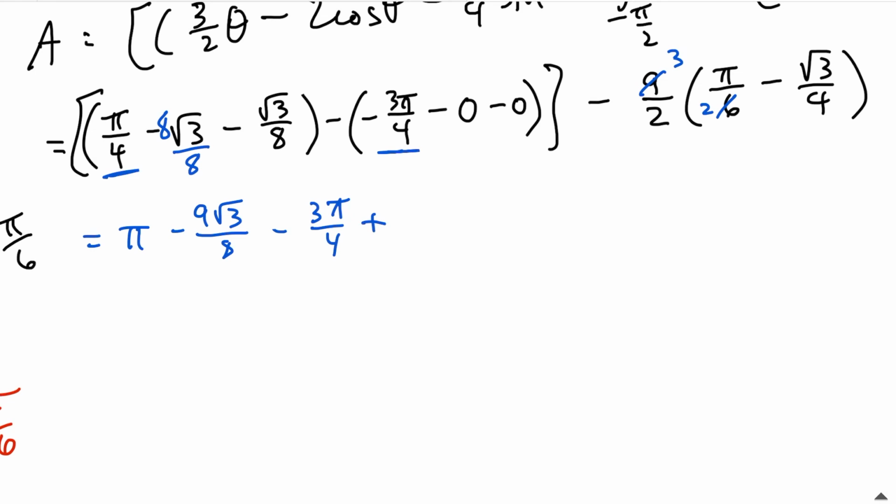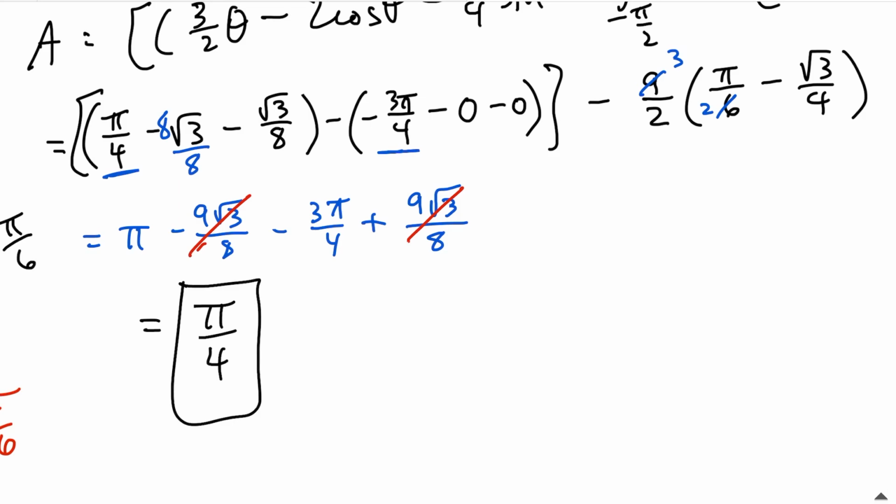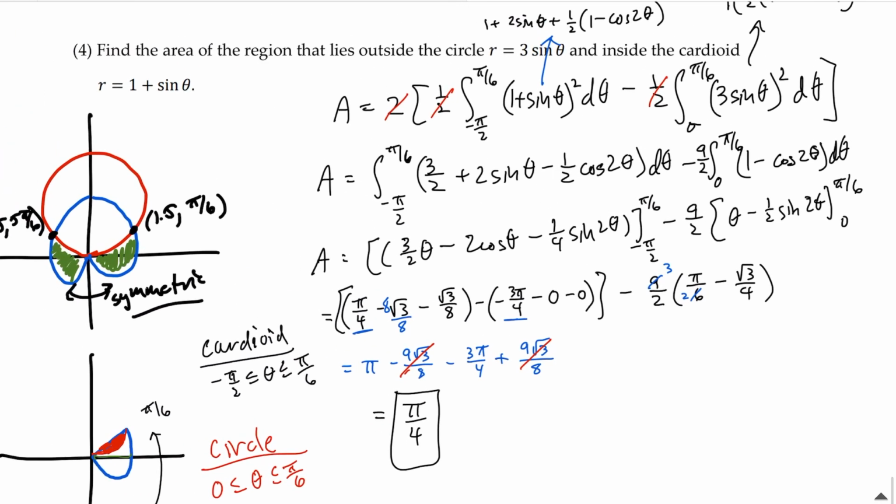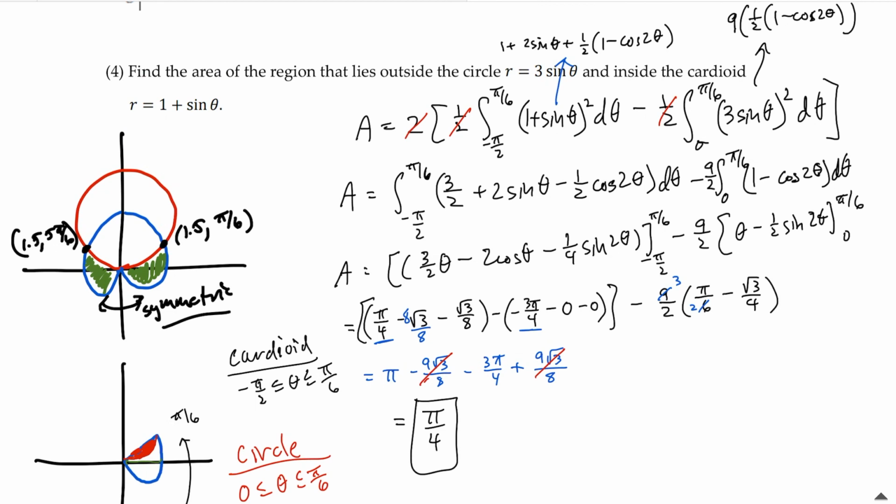And then plus 9/2 multiplied in, we'll get 9 rad 3 over 8. Oh, look at that. That works out so nicely. All right, so we get cancellation there. And then we get pi minus 3 pi over 4. So that gives us an area of pi over 4. All right. So quite the messy integral, works out pretty nicely.